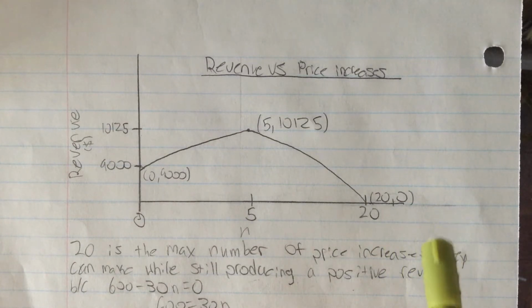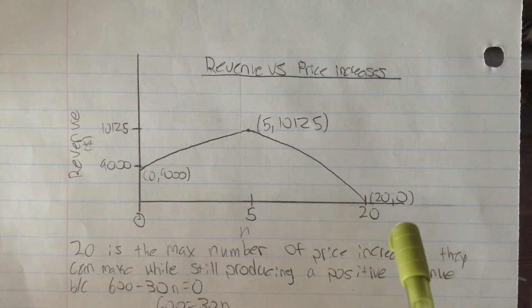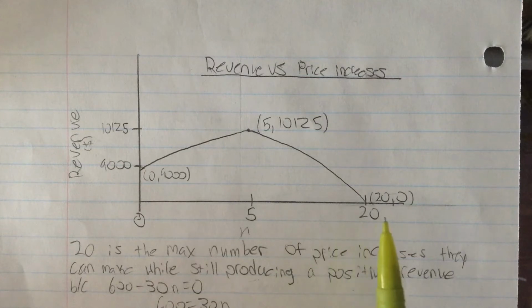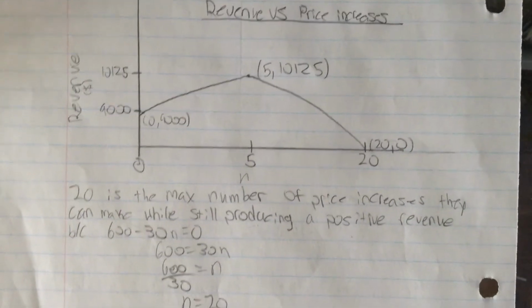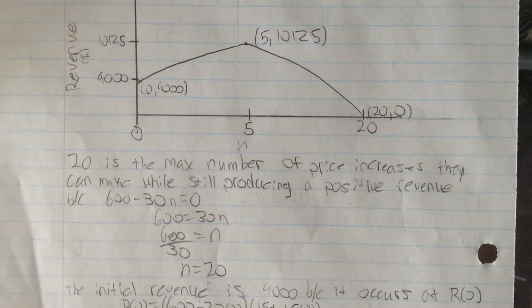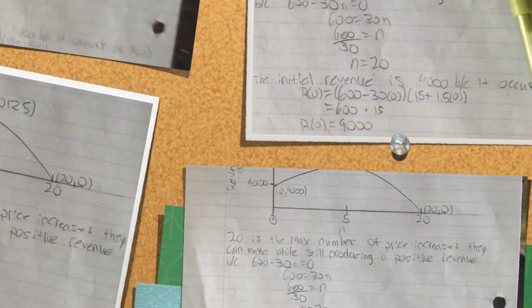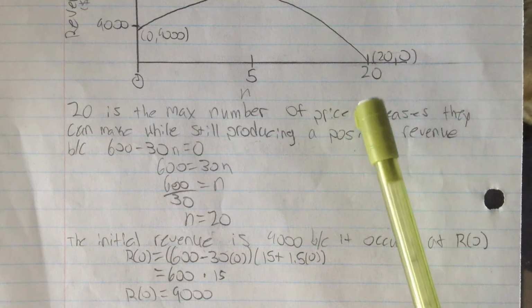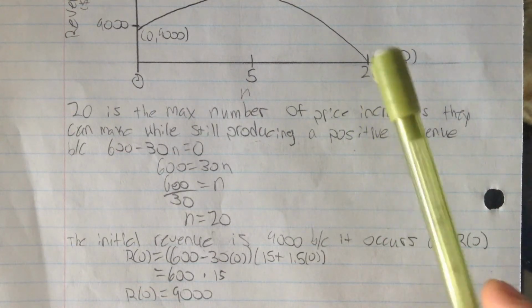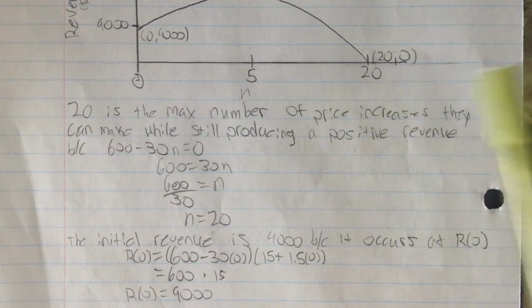Now if we move further to the right, we will see that 20 is where the function reaches the x-axis and its x-intercept. This does not mean that the equation stops here. It just means that any amount of price increases after 20 will mean the company is now losing money. This means that they will have lost so many sales that they cannot cope and that they are in the negatives. We can see visually that 20 is the most price increases they can make while still producing a profit. However, we can also prove this algebraically.